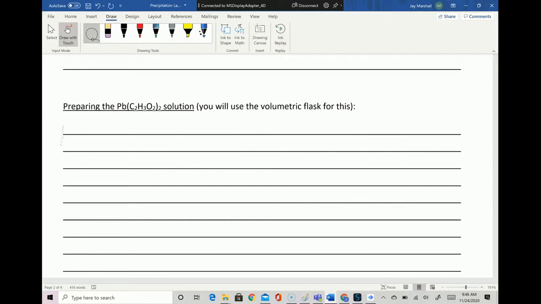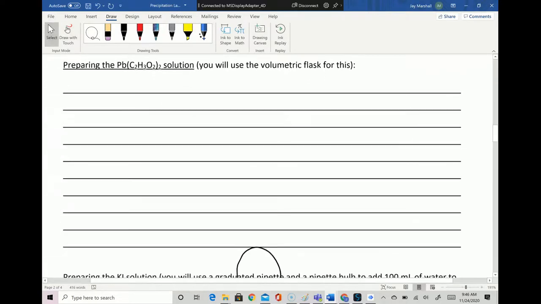Okay, so preparing the lead acetate solution, and I said we'd use the volumetric flask for this. So 3, 4, 5, 6, 7, 8. So we're on step 9. And again, you don't need to put circles around this. I'm not sure why I did. So step 9, preparing the solution. What's the first thing I did?